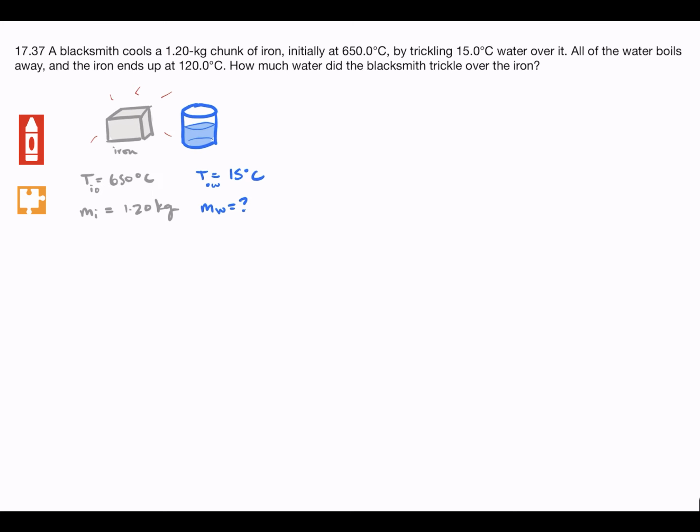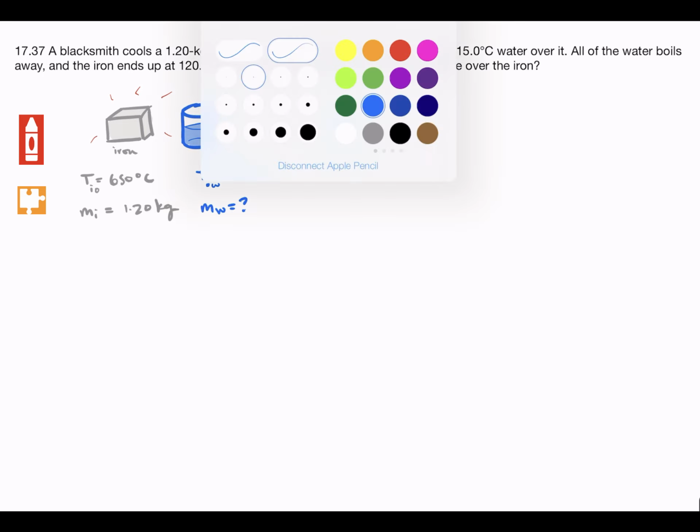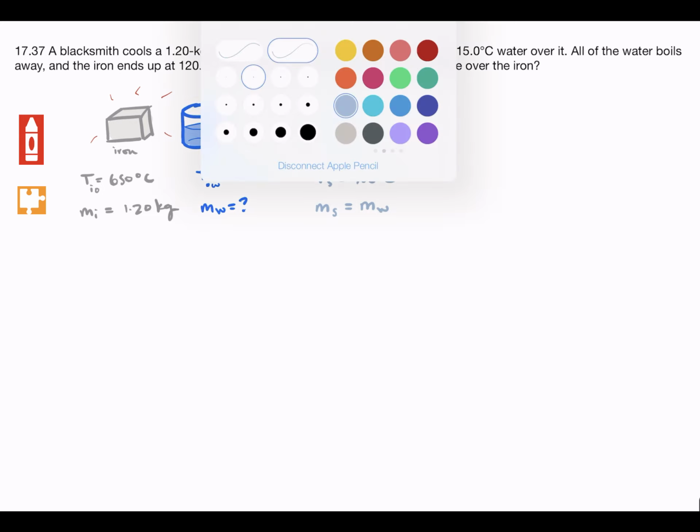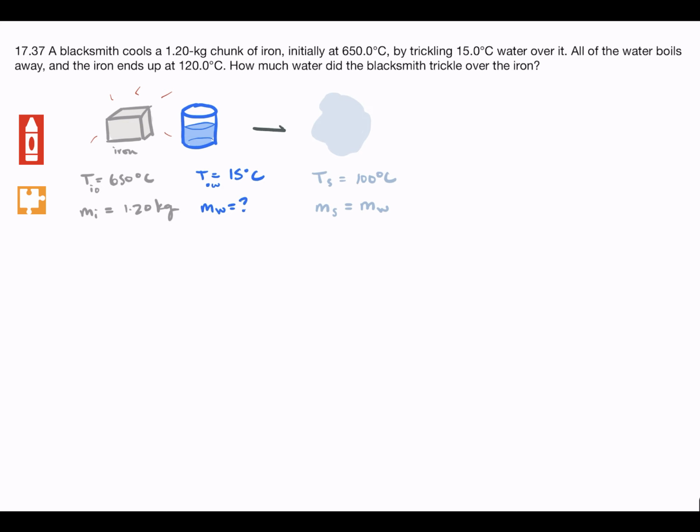So at some later time, let's say all the water has now turned into steam. We know the temperature of the steam is going to be 100 degrees Celsius. We know the mass of the steam should be equal to the mass of the water because all of the water becomes steam. So if this is what's happening, we have this plus this becomes steam plus now cooler iron.